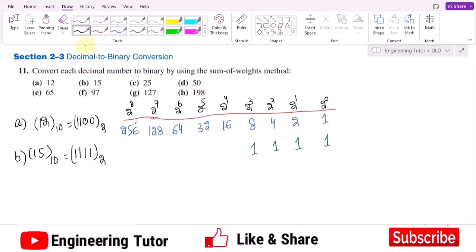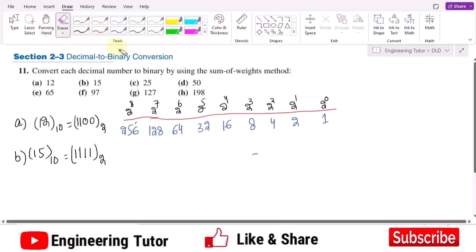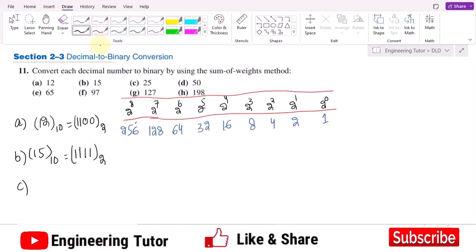Similarly, using the same procedure which I have previously used, 8 multiplied by 1 plus 4 multiplied by 1 plus 2 multiplied by 1 and plus 1 multiplied by 1, I will ultimately get this 15. Okay, similarly, the other question, let me first clear it. Now part C of my question is 25 in decimal. What is the possible equivalent binary number?